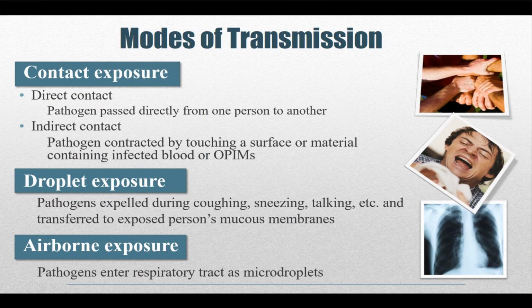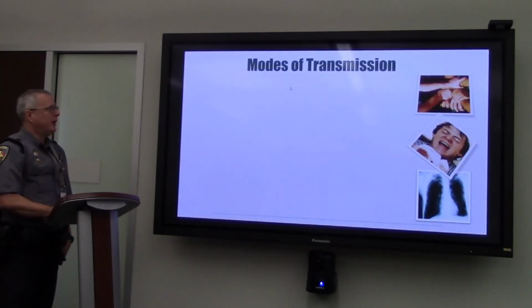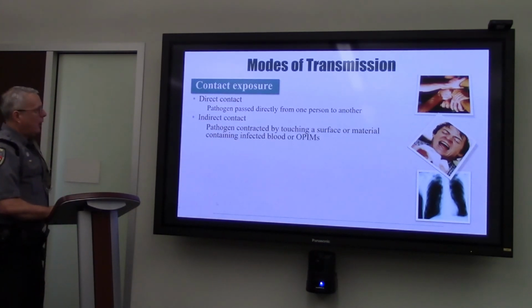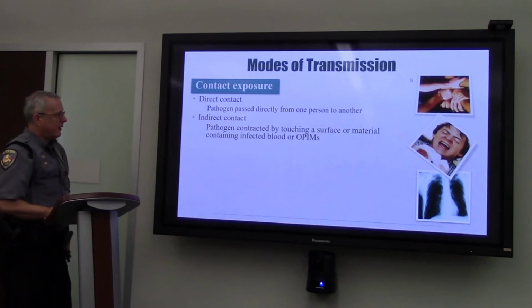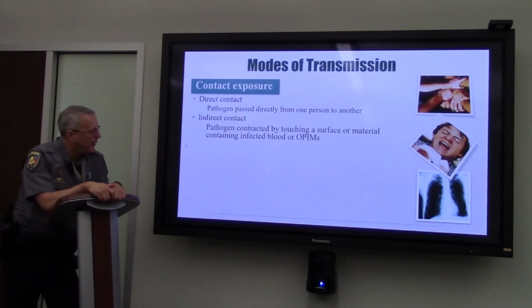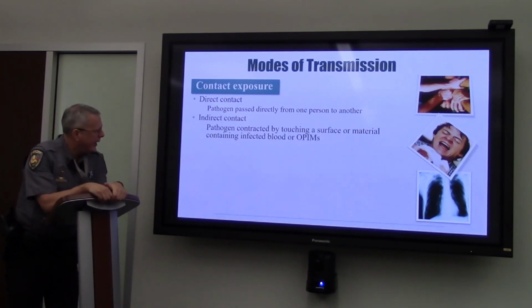Okay, modes of transmission. When we talk about modes of transmission, we've got three different ways in which it can be transmitted and two different types of exposure. The two types of contact exposure are direct contact and indirect contact. Direct contact is when the pathogen is passed directly from one person to another. If I cough on my hand and then shake hands with you, that's going to be a direct contact.